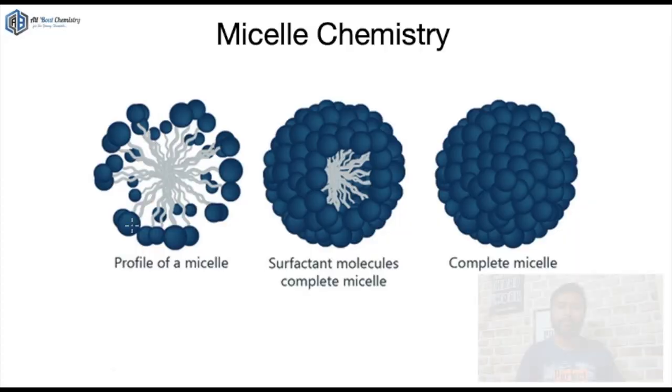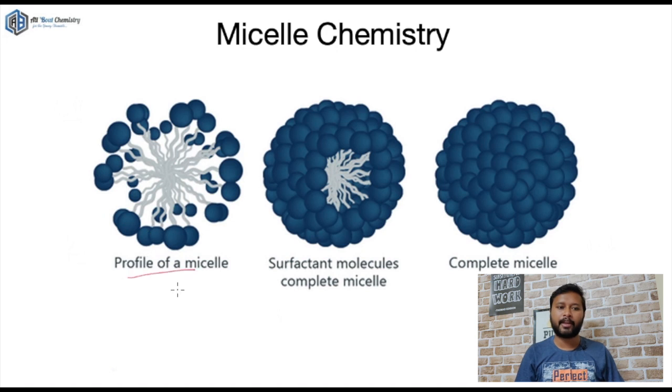Actually, it looks like this. As you can see on your screen, it's a profile of a micelle. That means how it is actually being built. So these are your ions. These blue dots are showing the hydrophilic ends, and these gray lines are actually hydrophobic tails, right? Those tails are getting buried inside, and now the micelle is being formed. Surfactant molecules complete the micelle. So this is how it will be formed, right?